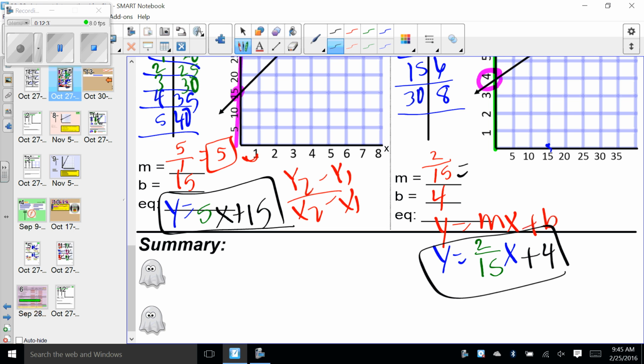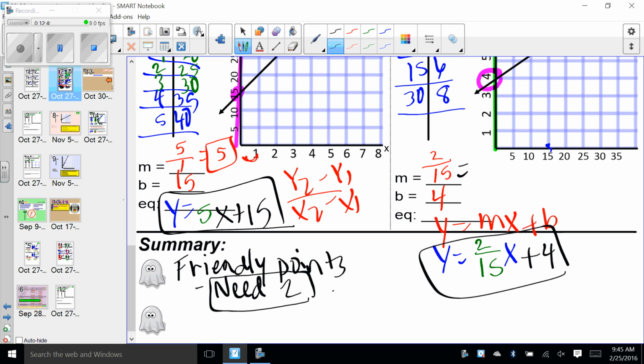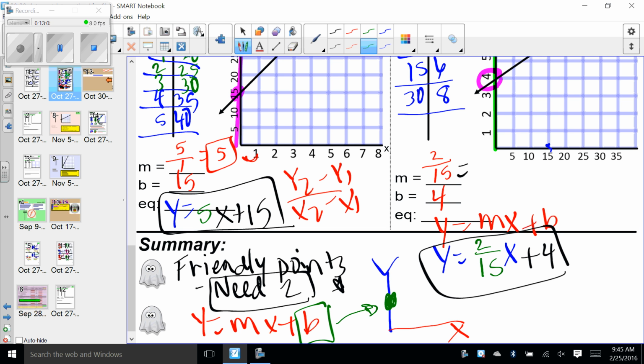Okay, so for our summary today, we have a couple of things to remind you of. Remember that you're looking for friendly points. You need 2. It's great if you find more, but you have to find 2. And remember that we're then going to write in y equals mx plus b. Keep in mind that here's our y-axis, here's our x-axis. Anywhere on the y-axis is known as our y-intercept. That's our b. All right, guys, that is how we work backwards in our equation work.